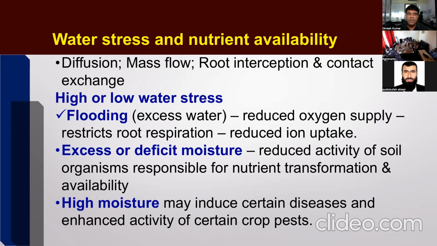Now you see, if you have high or low water stress. Flooding is a waterlogging kind of situation. Here you have excess water. So what happens if you have excess water? Reduced oxygen supply, restricted root respiration, and reduced ion uptake. If you have excess or deficit moisture, there is reduced activity of soil organisms responsible for nutrient transformation and availability. Interesting fact: high moisture may induce certain diseases and enhance the activity of certain crop pests.